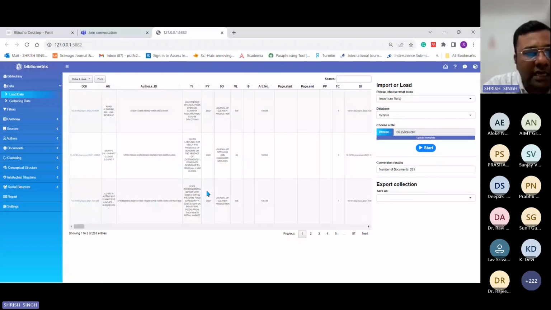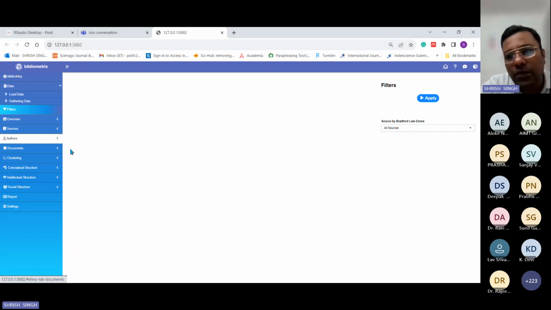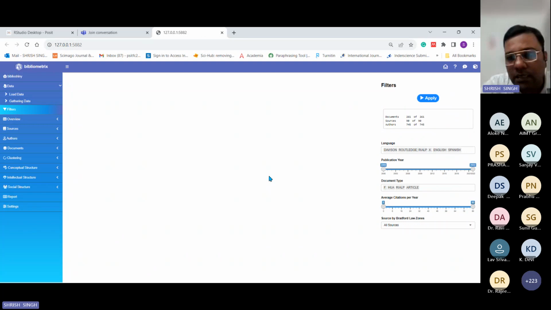After entering the data, you can analyze anything related to the data. First of all, we will start from the filter option. In the filters option, what can you do? I think the connectivity is a bit slower, otherwise you will find a lot of options on the right hand side. So I'm going to apply the filter. Is the filter option visible?